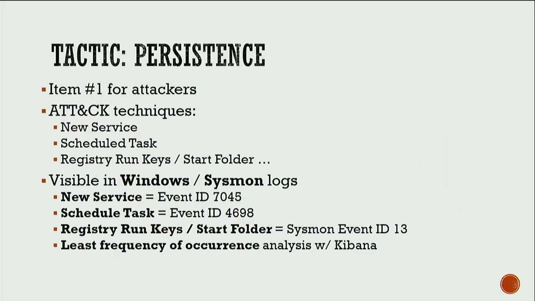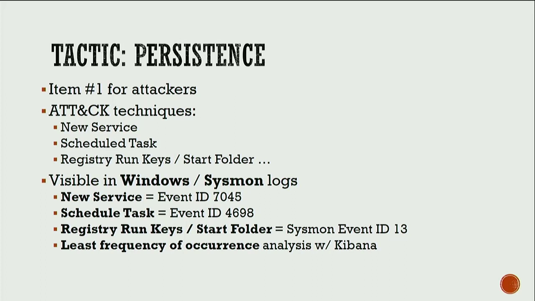So the first thing, when you get into a network, as an attacker, what do you do? You establish persistence, because a lot of times client-side exploitation is not going to work more than once, or if it is, it's not as reliable as server-side exploitation. So you want to establish persistence. How might they do that? You consult ATT&CK. You have new service, scheduled tasks, registry run keys, startup folders. These are very easy things to monitor with what we've talked about this week.